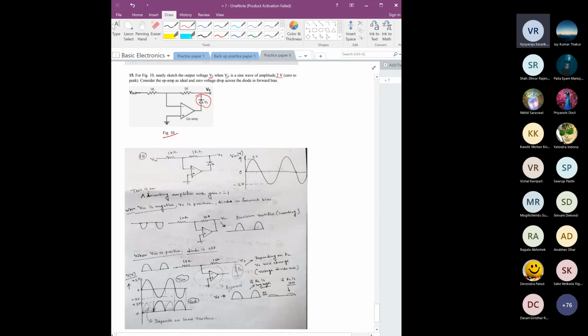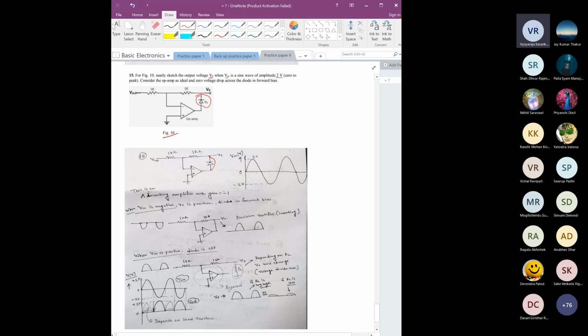So when the diode is in forward bias, there is no voltage drop across this diode, which means you can consider it to be a short, right? And when it is short, what type of amplifier is this? This is an inverting amplifier with a gain of 1 by 1, so a gain of -1, right?